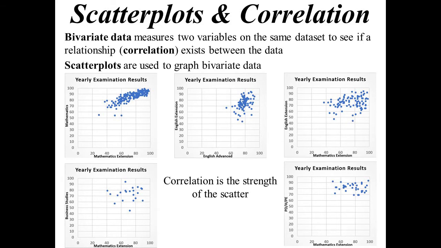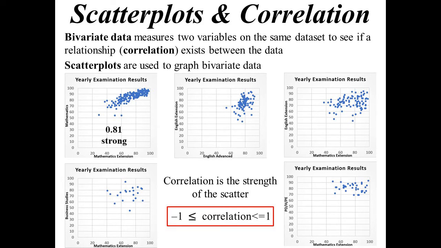Now, the correlation will tell us the strength of this scatter, and a correlation will always fall between -1 and 1. So all right, let's have a look at each of these individually. The very first one we looked at had a correlation of 0.81, and that's a very strong correlation. And you would expect that. We're comparing two similar subjects, mathematics and mathematics extension. We would assume we'd achieve similar results in both.